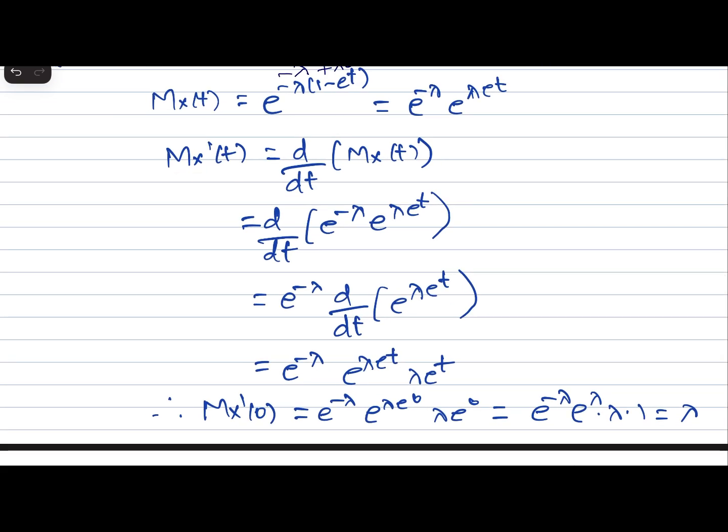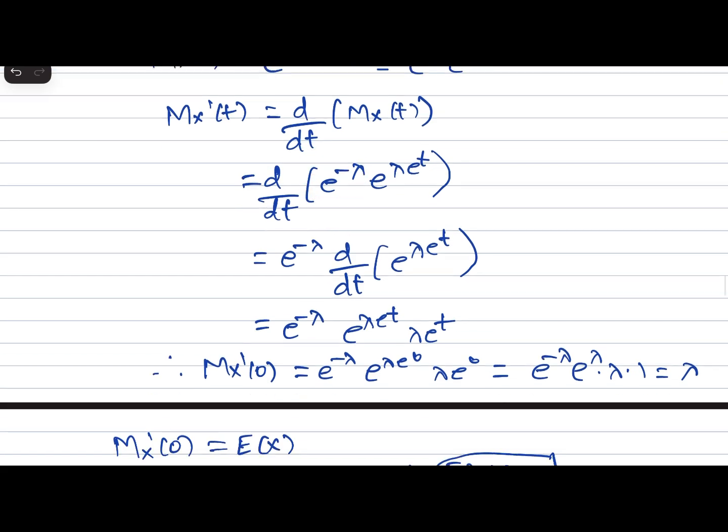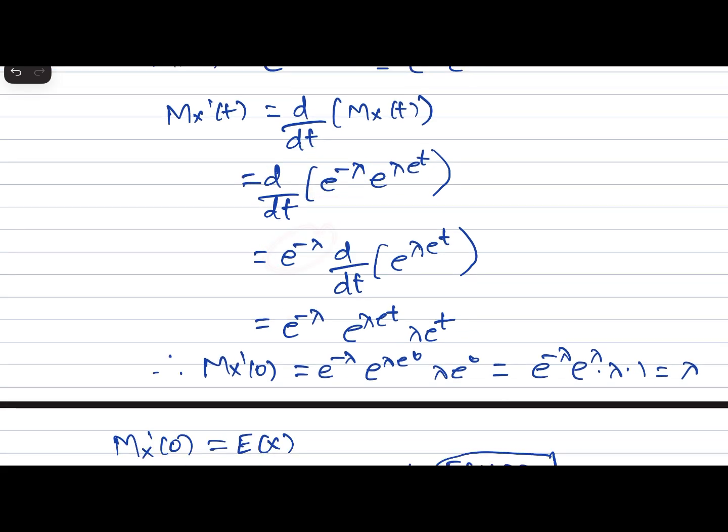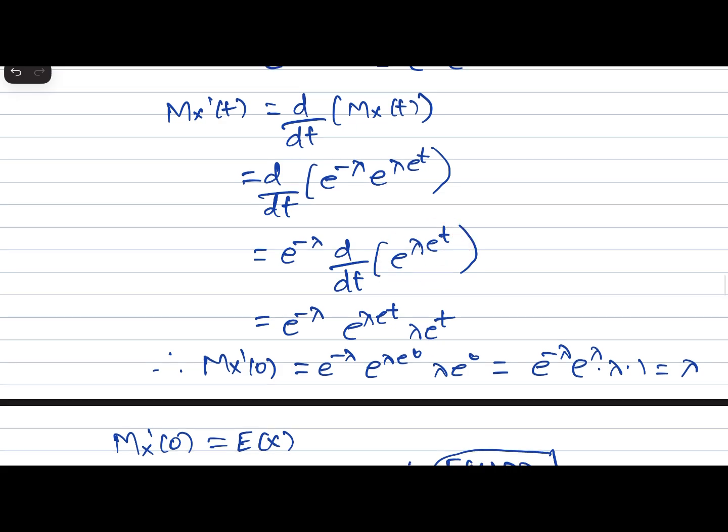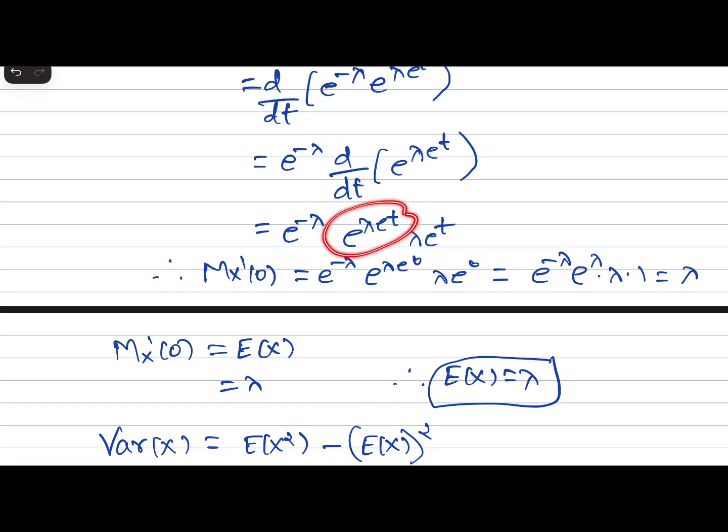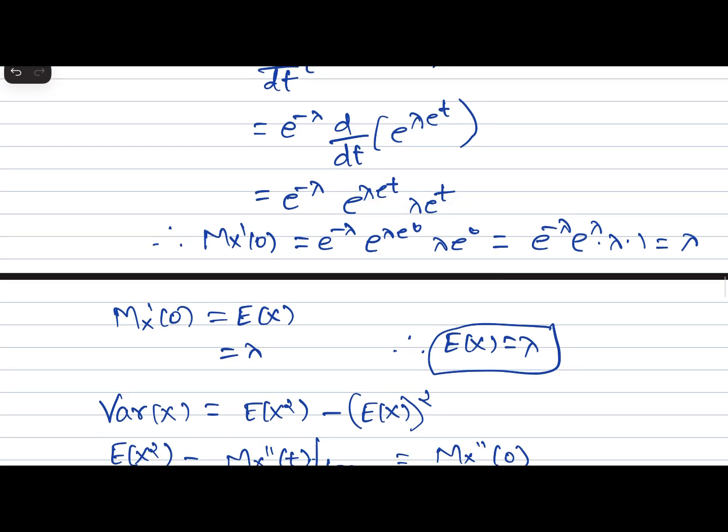So what I will do, I'll just pull this term out, and then I will differentiate only this term. So what is the differentiation of e power lambda e power t? That is e power lambda e power t into the differentiation of lambda e power t, which is lambda e power t. Also you have one e power minus lambda outside. Now these are the three terms which are there in Mx dash of t.